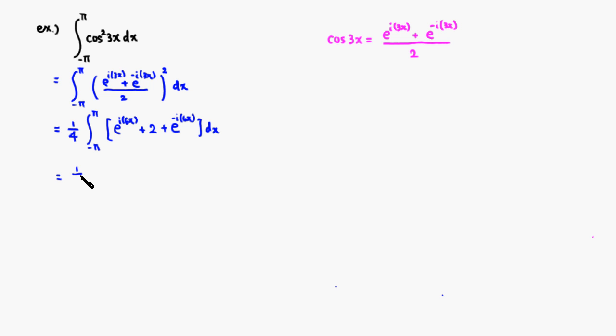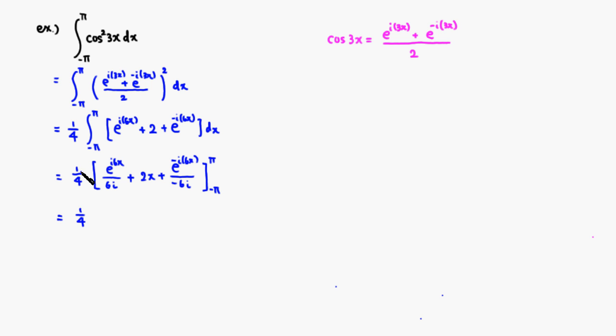Then we can just take the antiderivative. So 1/4 is there. The antiderivative of e to the i 6x would be e to the i 6x divided by 6i. And then plus, the antiderivative of 2 would be 2x. Plus e to the negative i 6x over negative 6i. Then you're going from negative pi to positive pi. Then we plug it in.